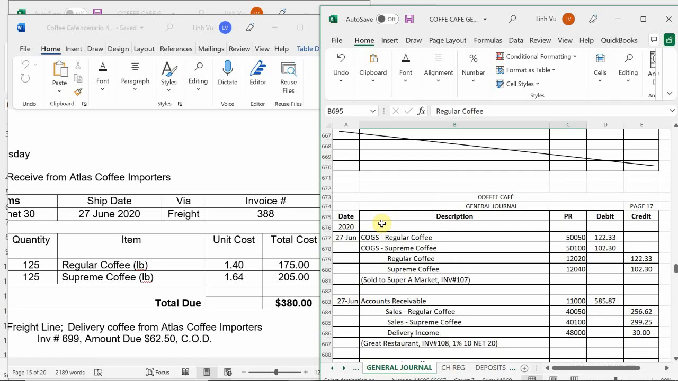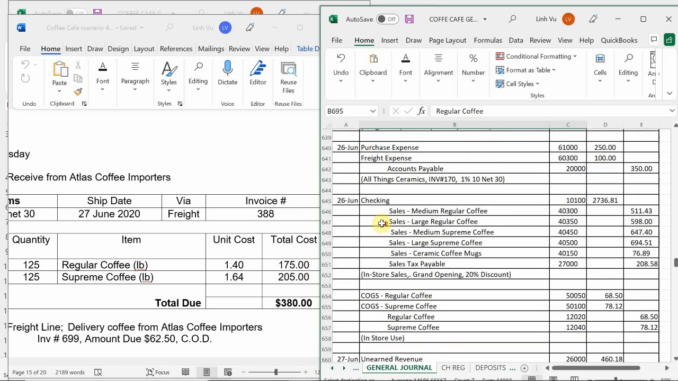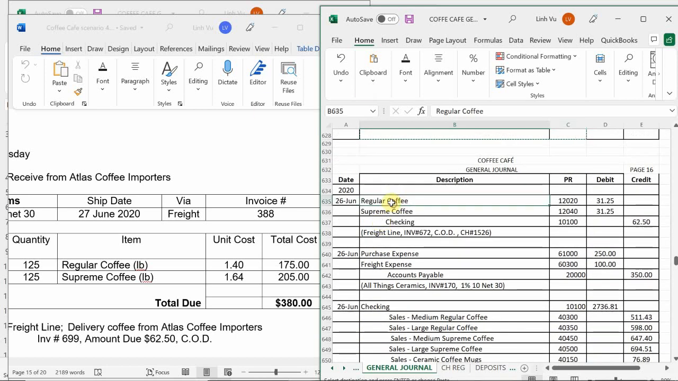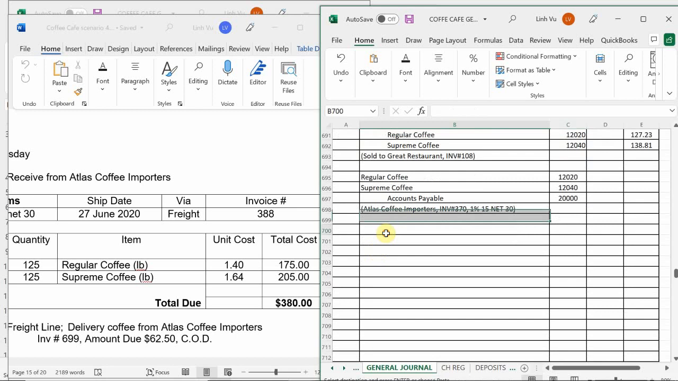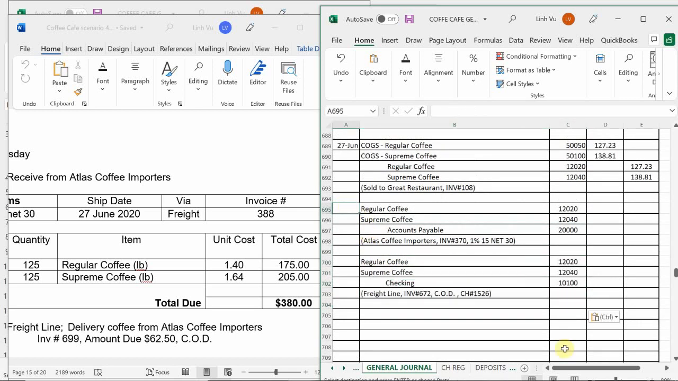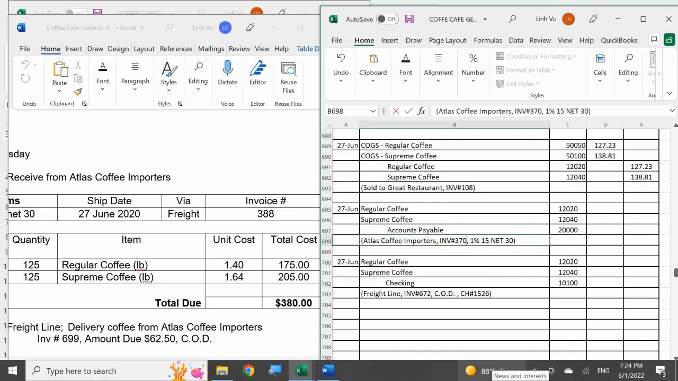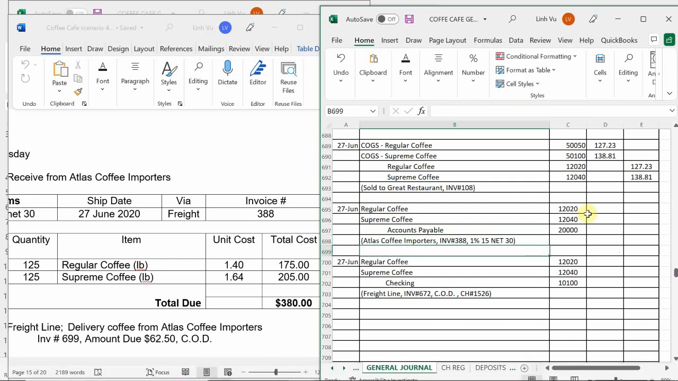And of course, I need to record the freight charges too for the regular and Supreme Coffee. Okay. And it's $6.27. So let's see. For the very first one, we got to change this because it's invoice number 388. Okay. And let's see what we bought here.